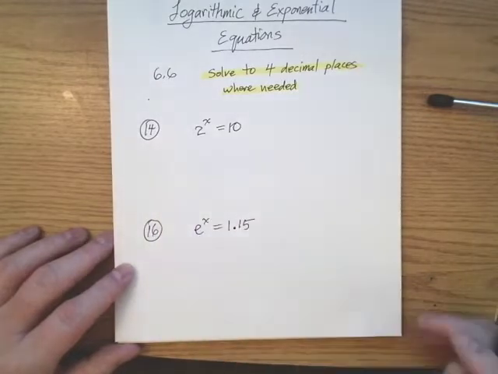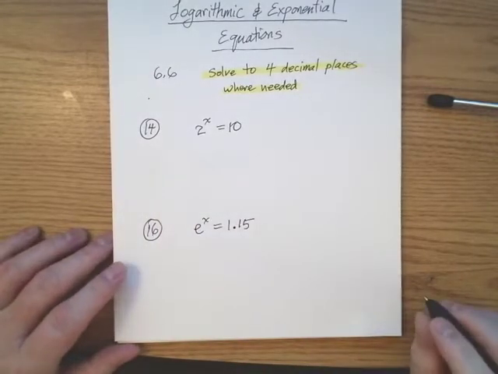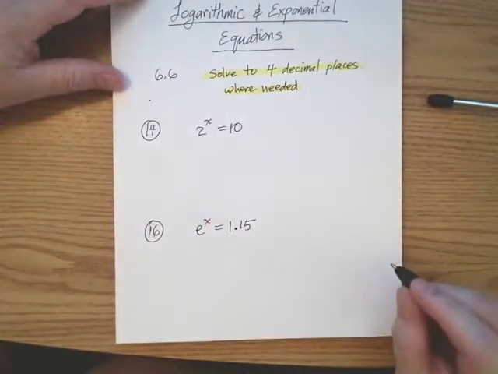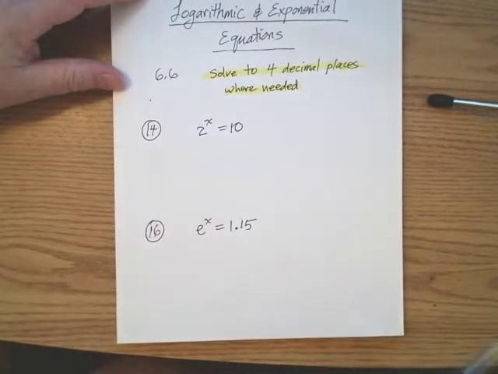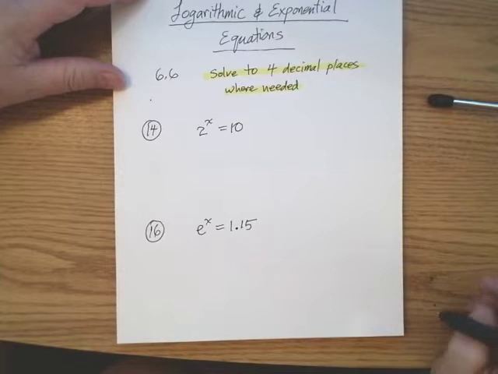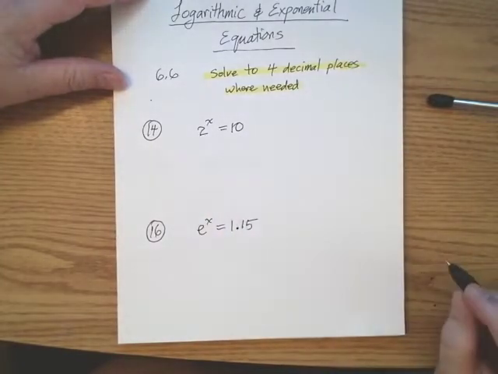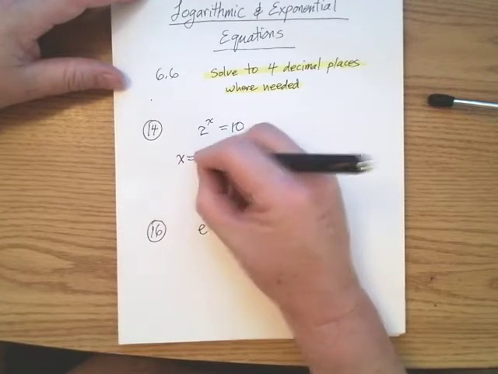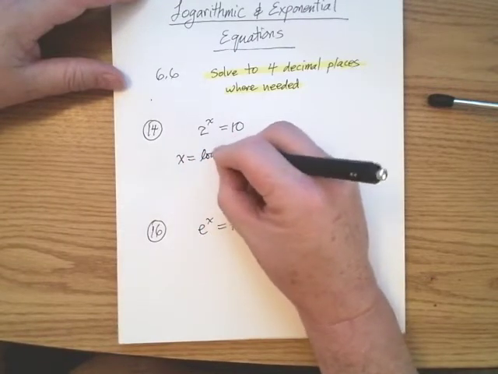In number 14, I've got 2 to the x power is equal to 10, okay? I want to solve for x. Okay, so this is what we're doing here, solving for the unknown in each case. Do you see a way of rewording this question? I could write it this way. X is equal to the logarithm base.